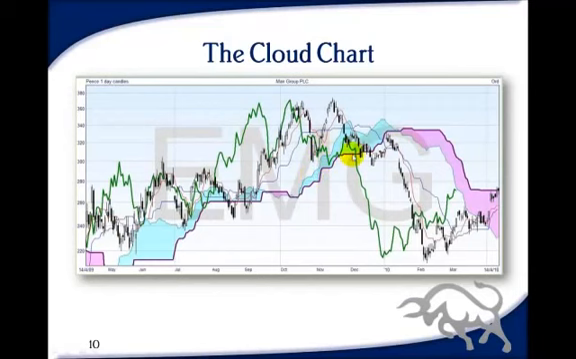So how do we use this? We have a cloud, we have a thick line, one border of the cloud, and a thin line, the other border of the cloud. The cloud in general forms the support and resistance. It is most likely to be the thick line, the leading span B, which is the resistance. But any part of the cloud can be, and quite often you will see price running along the edge of the cloud. As you can see here, it's running up the cloud, and it's running up the cloud.